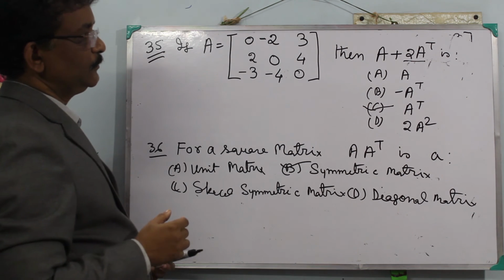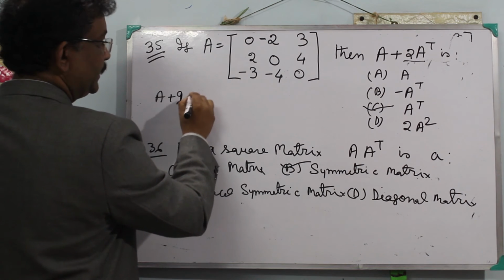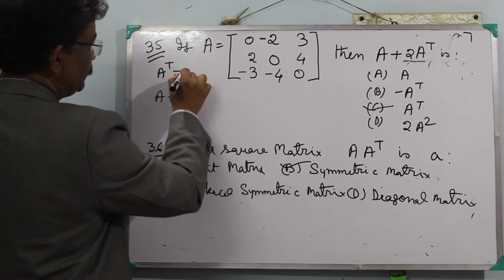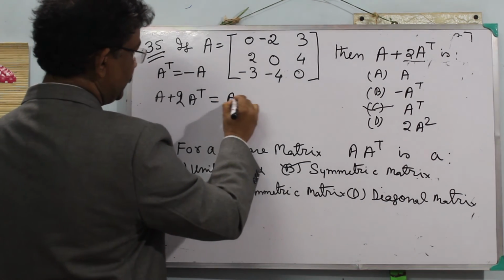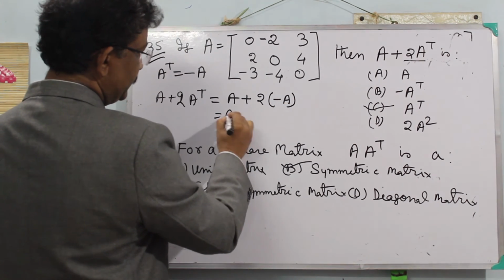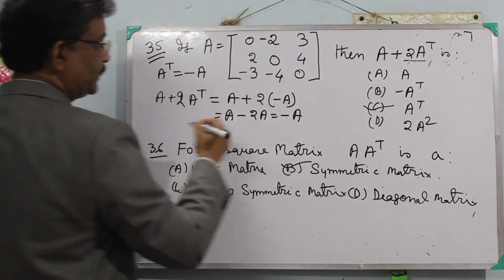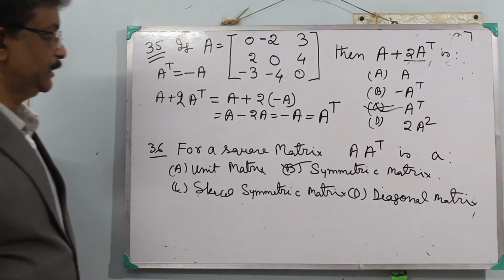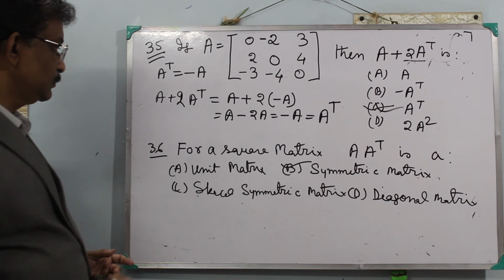I will use the property of the skew symmetric. So A plus 2A transpose. I know that for a skew symmetric, A transpose equal to minus A. So this equals A plus 2 into minus A. So A minus 2A equal to minus A. And minus A is equal to A transpose. So the correct answer is A transpose, C. Clear? 36, the last problem of the part 2 video.